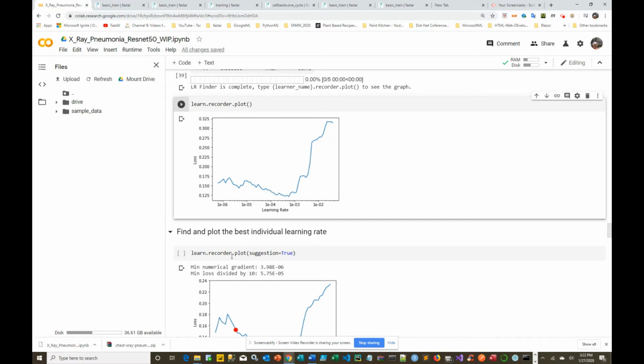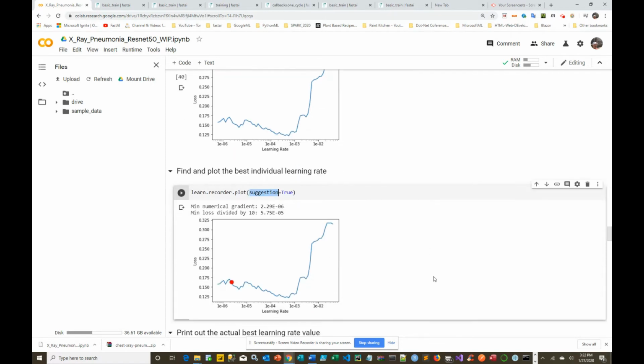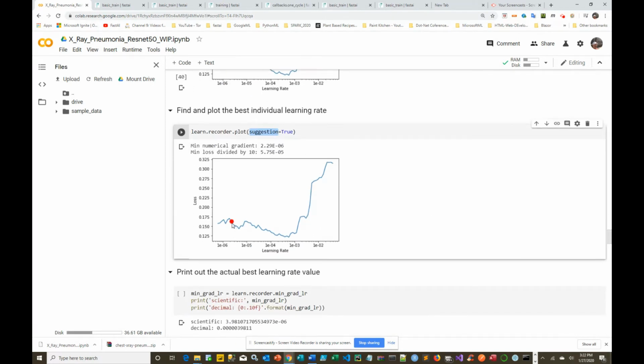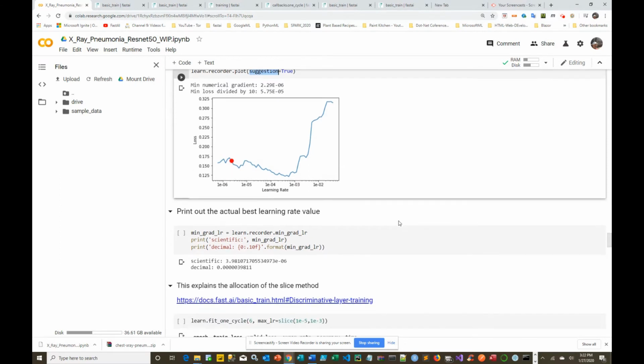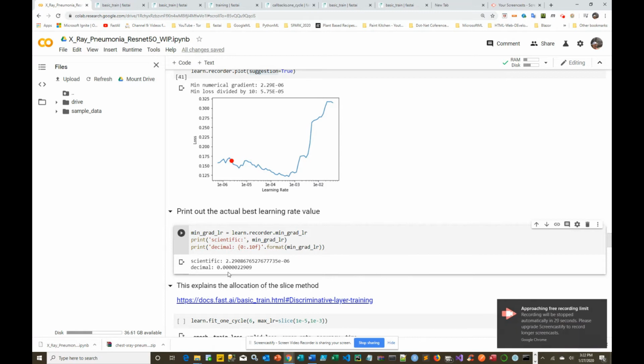You can also try to find the best rate. Keep in mind, it's pretty bumpy here, so it will give you 1 point. And you do this recorder plot, and you pass in suggestion is true, and it tells you that this is the best learning rate area. Now, it usually gives you in this 1e-6. I have a hard time understanding how many zeros that is. So I usually convert it into the decimal. So that's what this little function does. So when I run that now, it tells me that the best rate was 0.000002. Okay, so that's what it suggested.